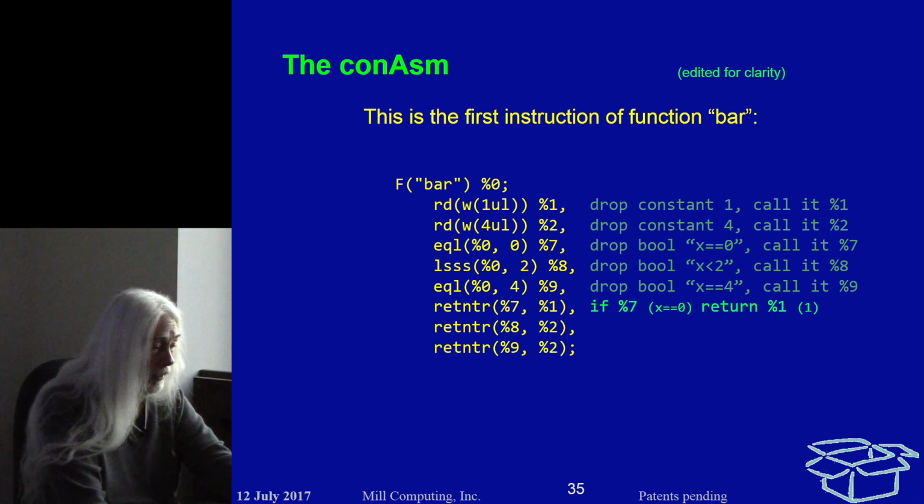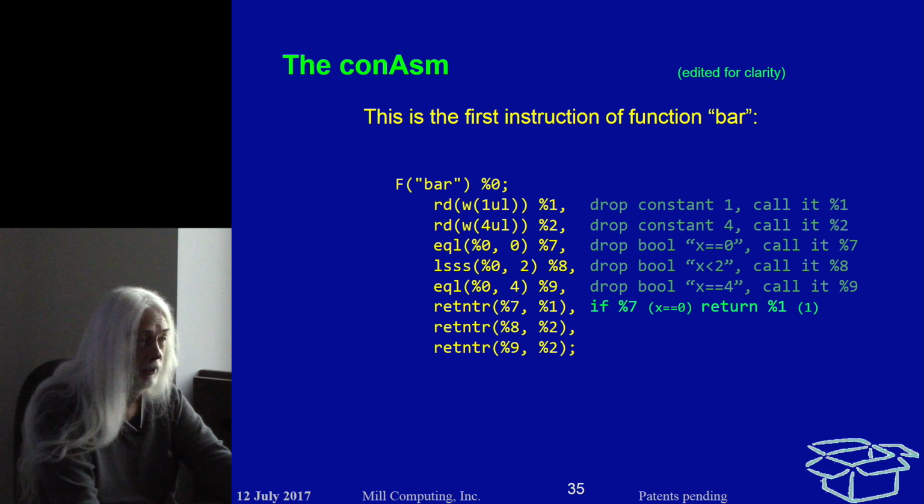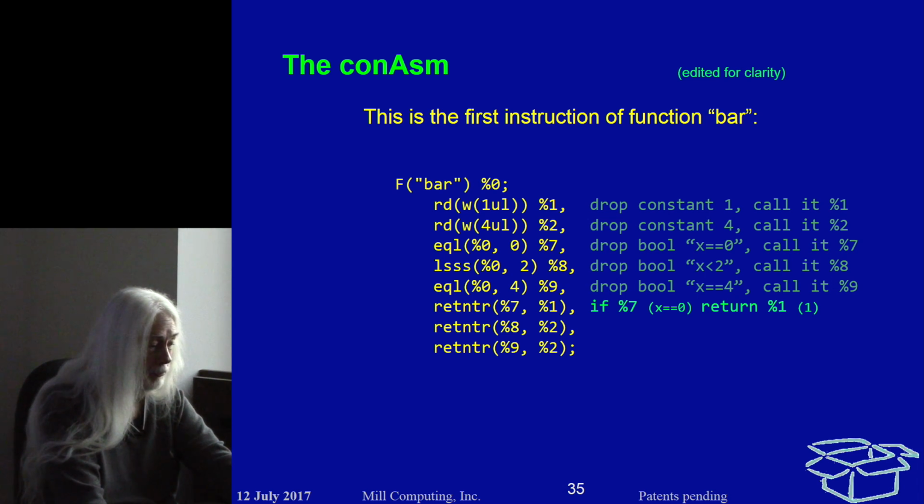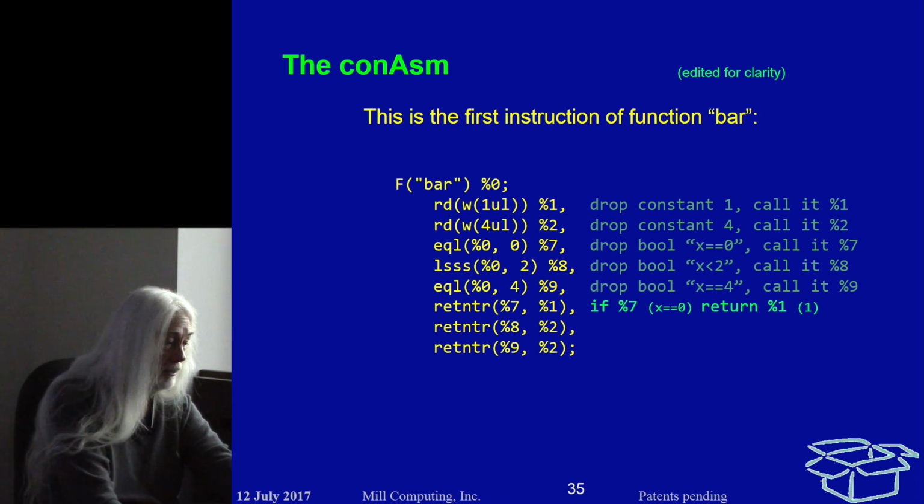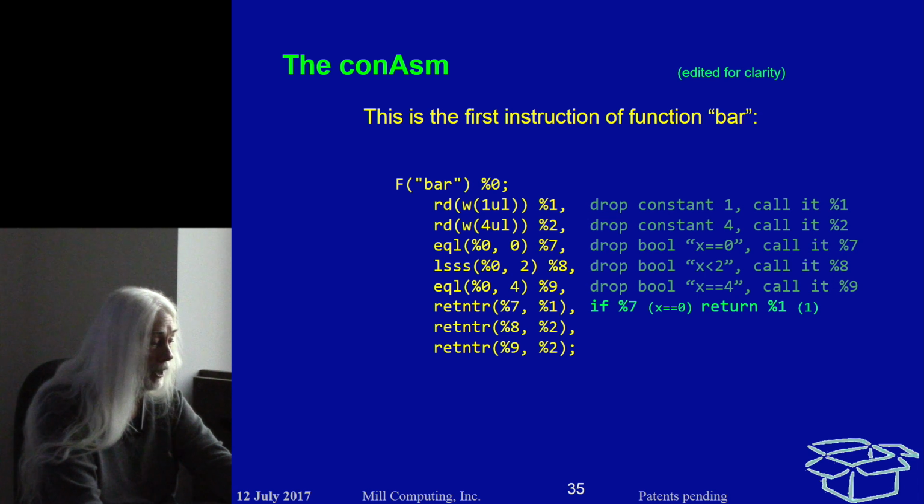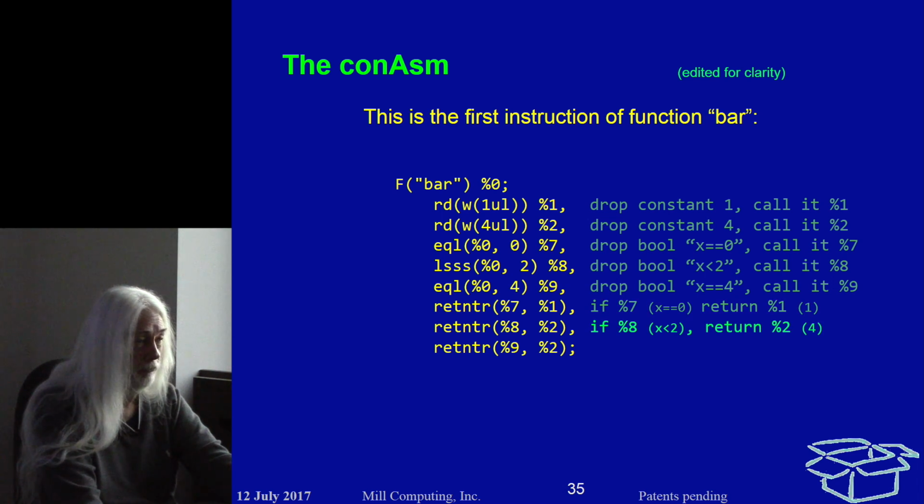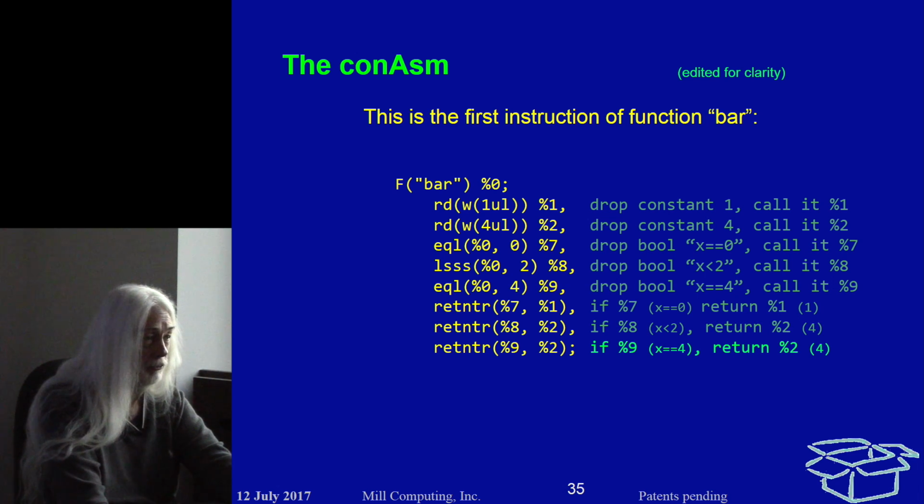And then the return true, it tests the predicate. So in this case, if %7, and if you look up above, %7 is the bool coming from x equals 0. Then return, and the value to return is %1. If you look up above, %1 was the guy who dropped the literal constant 1. So what that operation is saying is if x was equal to 0, return the value 1. That's what the operation does. And similarly for the next 2 return trues, testing 2 other cases. This is the first instruction.